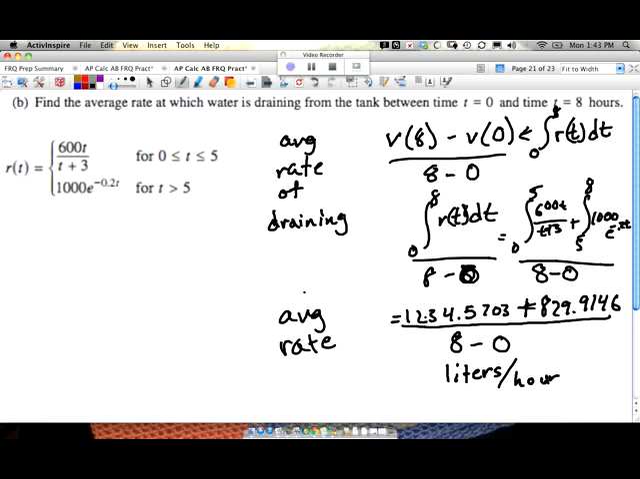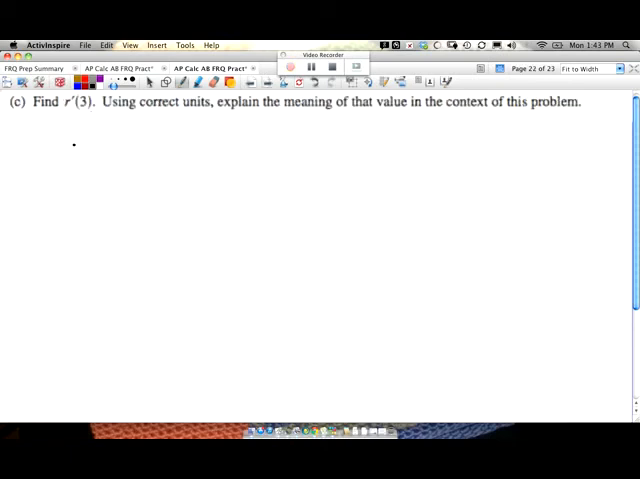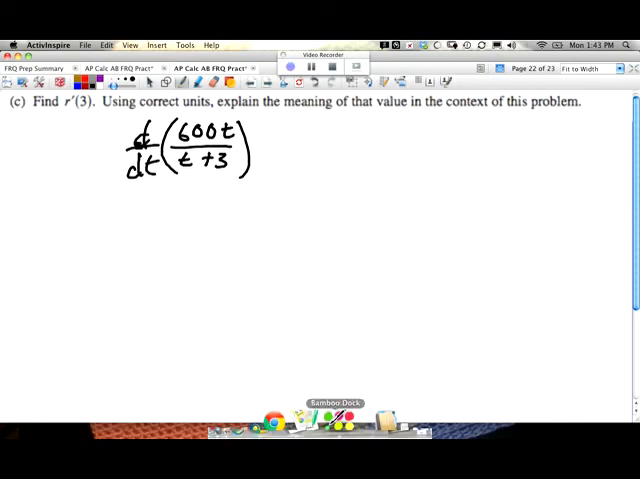All right, that was part B. Let's wrap it up here. Two more parts. Find r prime of 3. So r prime of 3 is going to be the derivative. So we got 600t over t plus 3. We got to take the derivative of this and then plug in 3.